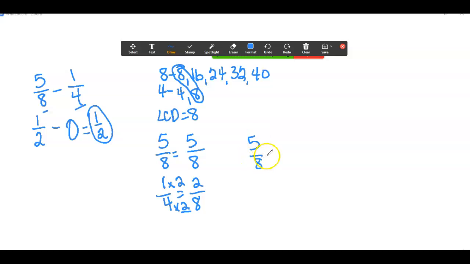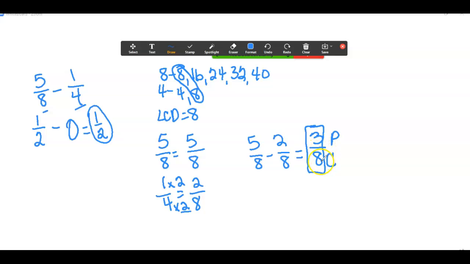Now I subtract across my numerators. So what's 5/8 minus 2/8? That would be 3/8. Okay, and now I have to ask myself if I need to simplify. Well, 3 is prime and 8 is composite. So remember, the question is, can 3 go into 8 evenly? You are correct, it cannot. So my answer is 3/8.